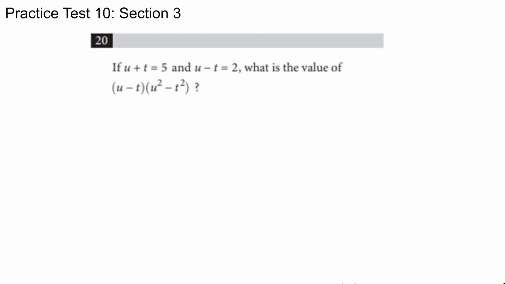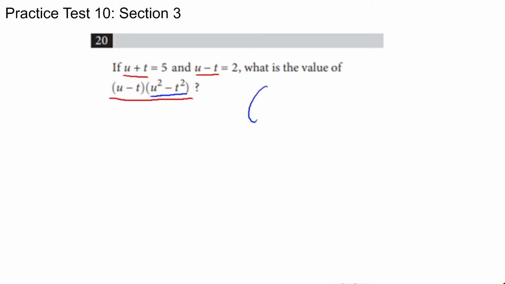Question 20 says, if u plus t is equal to 5 and u minus t is equal to 2, what's the value of u minus t times u squared minus t squared? Just like in question 19, the expression it's asking me for is pretty uncommon. And it gives me u plus t and u minus t for a very specific reason. The trick to this question is recognizing u squared minus t squared is the difference of two squares.